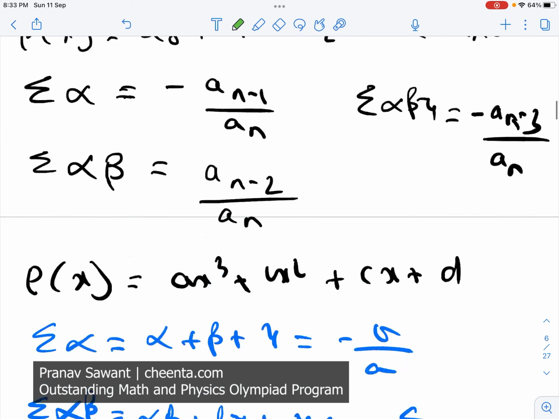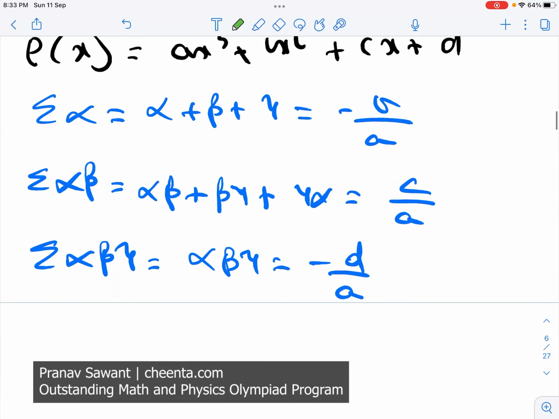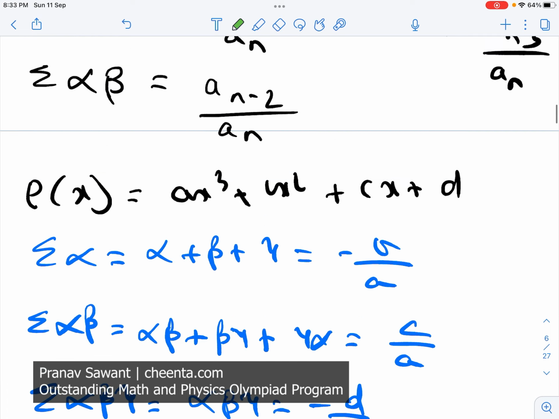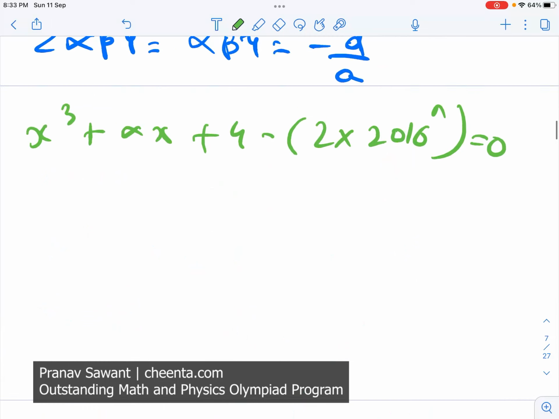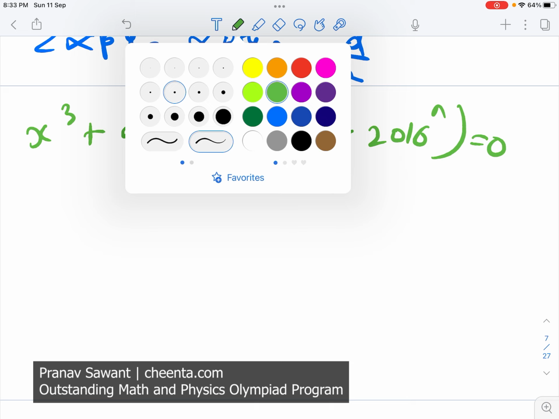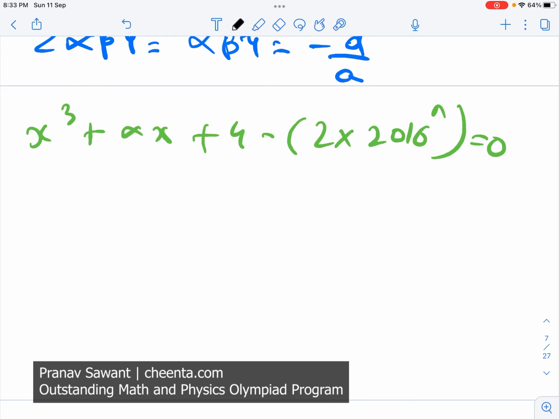And over here they have given us this equation x cubed plus alpha x, and then we have plus 4 minus, I believe this is 2 times 2016 raised to the power n is equal to 0, right? Perfect. Okay, over here if we just apply Vieta's relations, we will get certain things. First of all, you can notice that the coefficient of x squared is 0, right? So alpha plus beta plus gamma, if there are the 3 roots, let me not use this notation. Let me use a, b, and c for the roots. Let the roots be a, b, c. So then a plus b plus c is equal to 0, right?